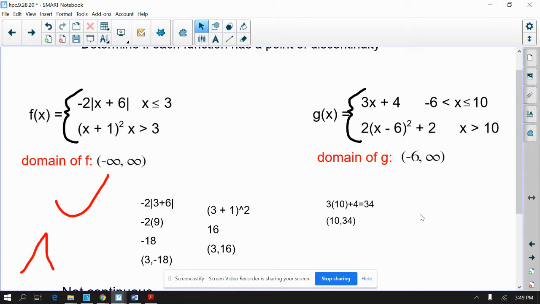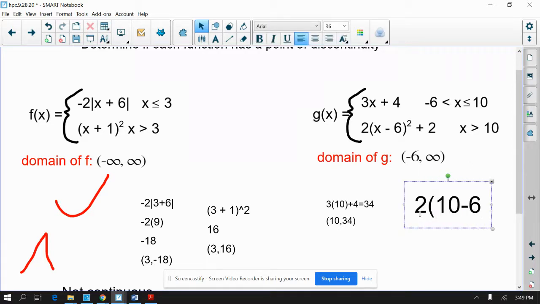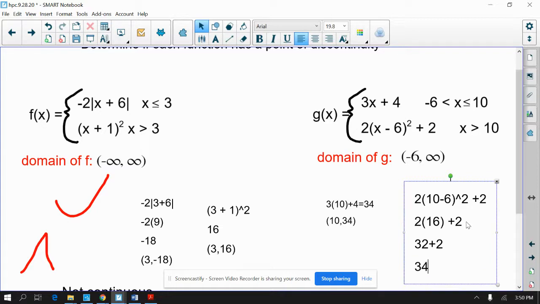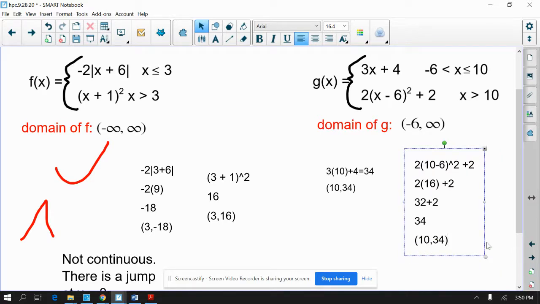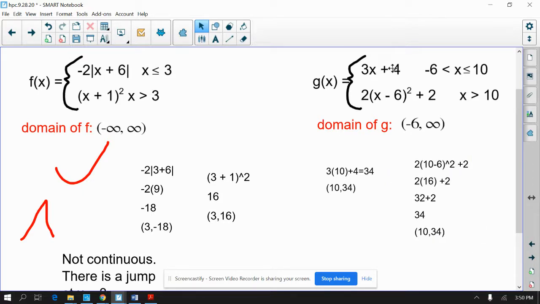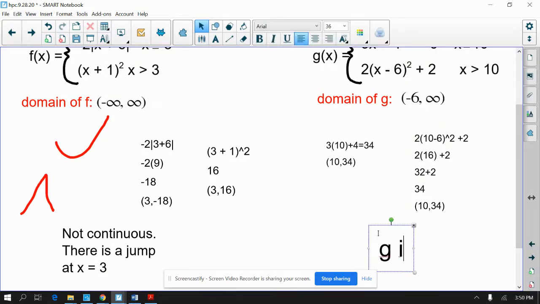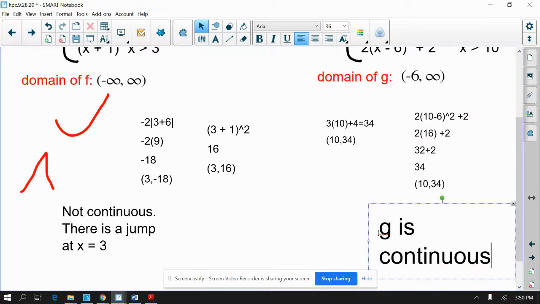And then for the parabola, I've got 2 times (10 minus 6) squared, add 2. That's 2 times, 10 minus 6 is 4. 4 squared is 16. And 2 times 16 is 32. 32 plus 2 is 34. So (10, 34). The parabola also leaves off at positive 34. So precisely where the line leaves off, the parabola picks up. So this is continuous. G is continuous. 100%.